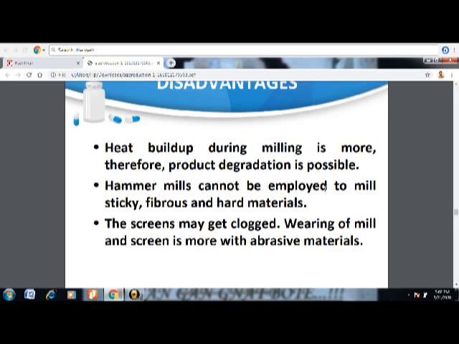So this is about the hammer mill, which is very important from the examination point. Always a question is asked in the university examinations, right?